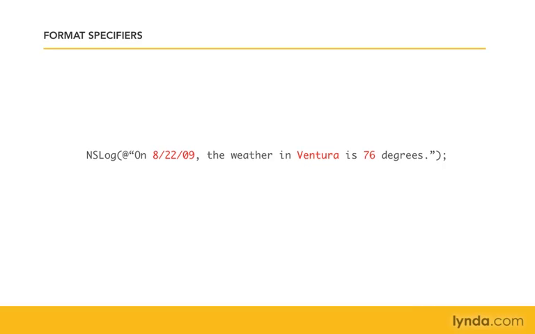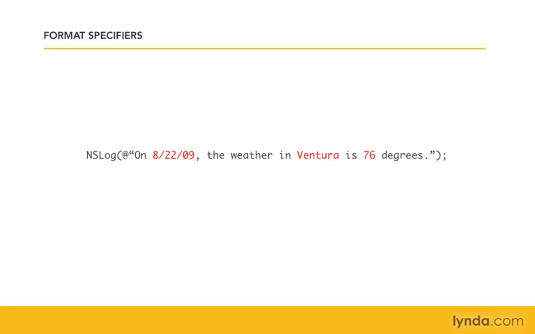Here's an NSLog statement with the string being written out in full with the @ sign in front of it, the way we have to do in Objective-C. And it says, on 8/22/09, the weather in Ventura is 76 degrees. The things that I've highlighted in red, I actually want to be replaced when this code runs with the value of some variables. Now, the way I do this is using format specifiers.